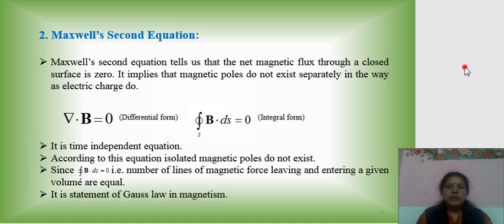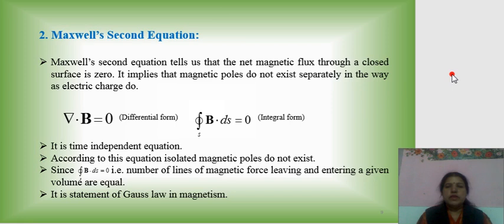According to this equation, isolated magnetic poles do not exist. Since this integration of B into ds is equal to 0, that is, the number of lines of magnetic force leaving and entering in a given volume are equal. Therefore, net magnetic flux becomes 0 as the number of lines leaving and entering are equal. It is the statement of Gauss law for magnetism. This explains the Gauss law for magnetism, and by using this Gauss law for magnetism, Maxwell created the second equation, Maxwell's second equation.